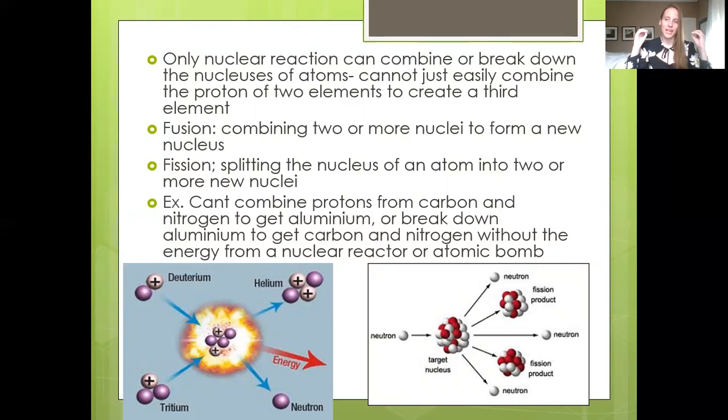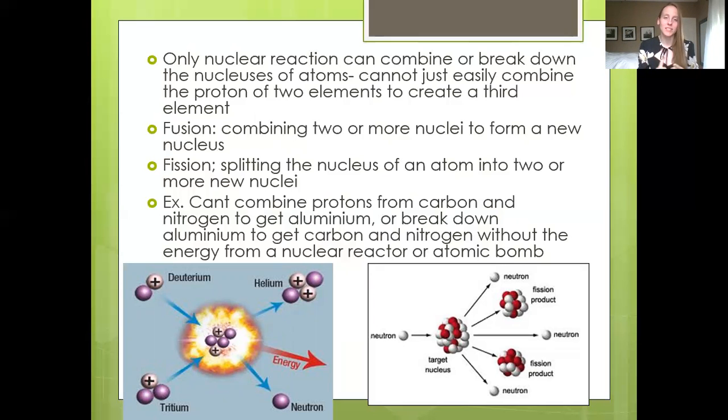Fusion is when you take the nuclei of 2 different atoms and combine them to form a new nucleus that will have the number of protons of those 2 that you just combined. So for example, if you take 2 hydrogen atoms and combine them, each one of our hydrogen atoms has 1 proton. If we combine those, we now have a nucleus with 2 protons, which is helium. So that's how we make helium.